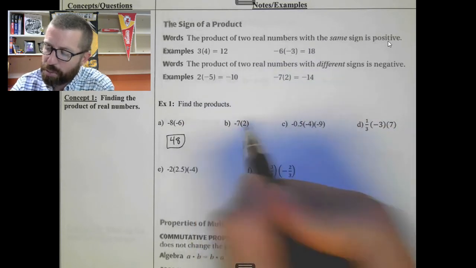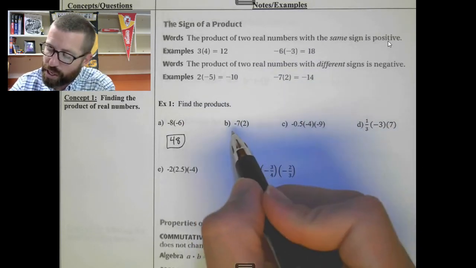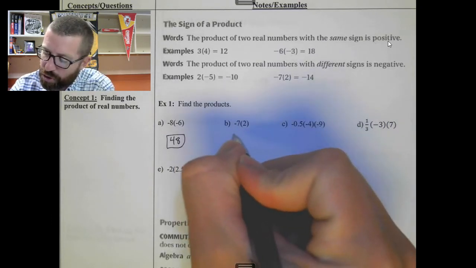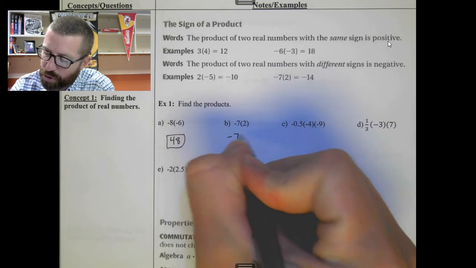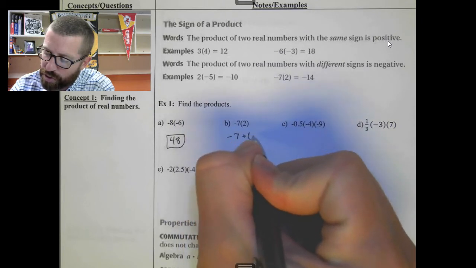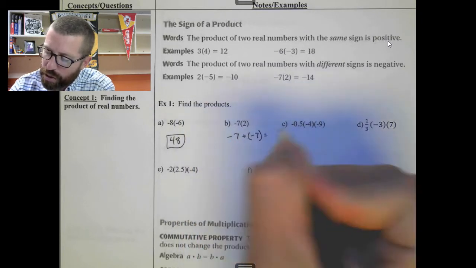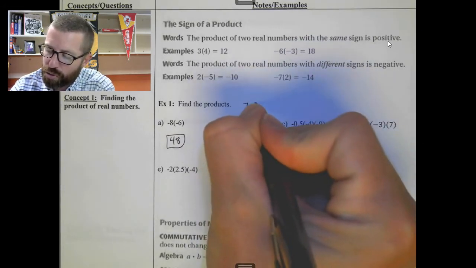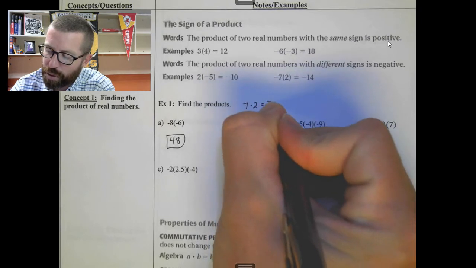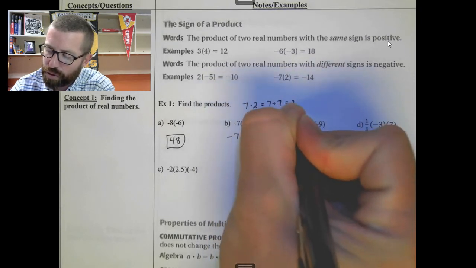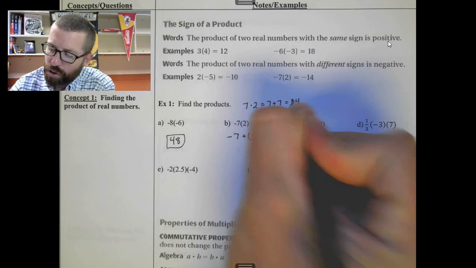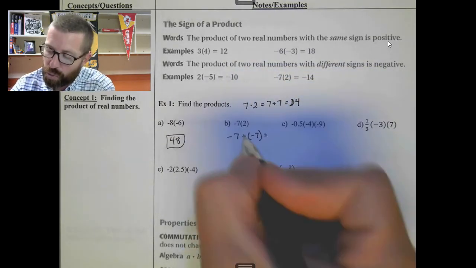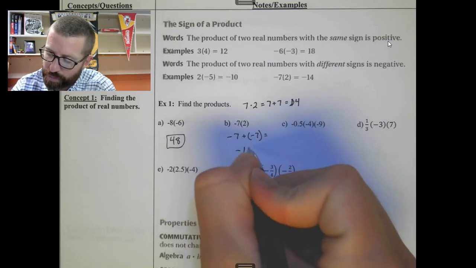Here, negative 7 times 2 is going to be negative 14. And you can think of this as 2 negative 7s, because that's multiplication, right? So you could think of it this way. 7 times 2, which we know is 14, is just 7 plus 7, which is 14. So negative 7 times 2 is negative 7 plus negative 7, which is negative 14.